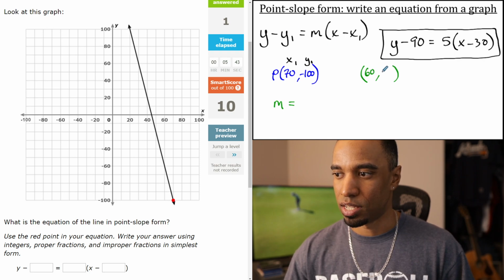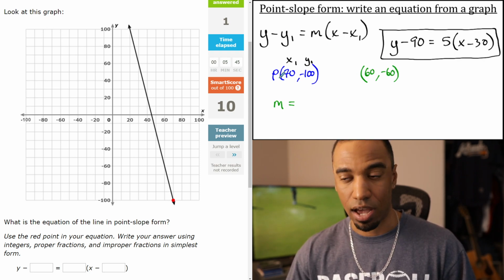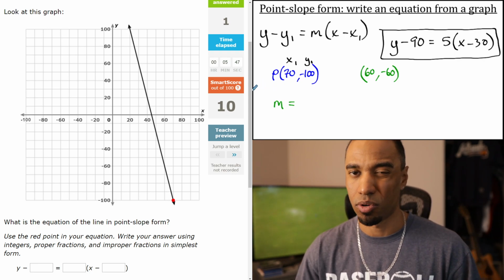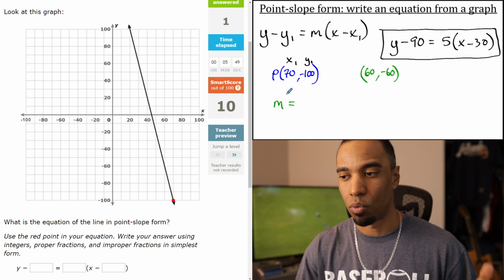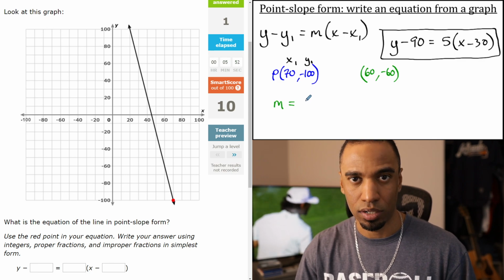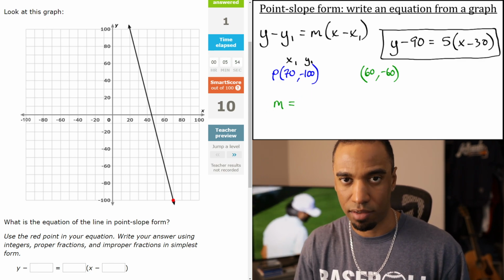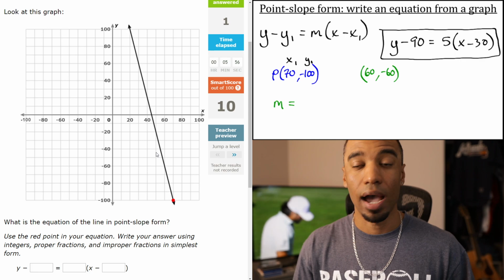60, negative 60. Now you'll notice this time I'm not going to calculate slope. I will just count it, and that's what I'm going to do most of the time. But I will confirm the calculation afterward and show you how counting it on a graph can still be fast. I need to find slope.